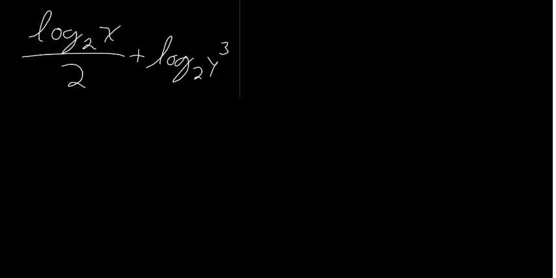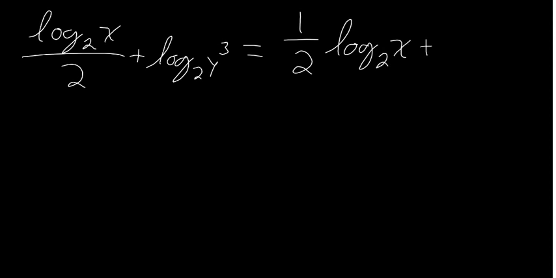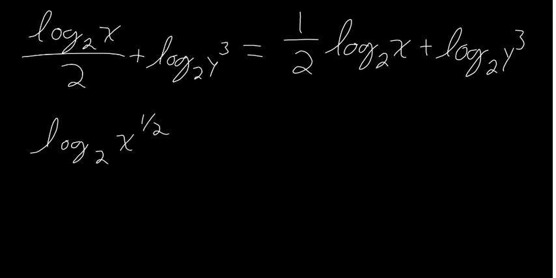Okay, so we know that we can rewrite this as 1/2, right? Because it's that logarithm over 2, so I can say 1/2 log base 2 of x, and then plus log base 2 of y cubed, right? Okay, and then that makes it pretty simple to see that that 1/2 is going to go onto that x, right? So we're going to have log base 2 of x to the 1/2 power plus log base 2 of y cubed, right?